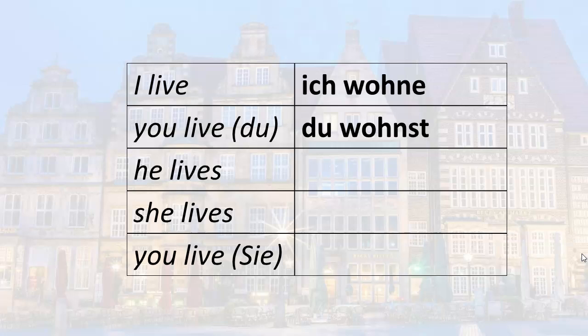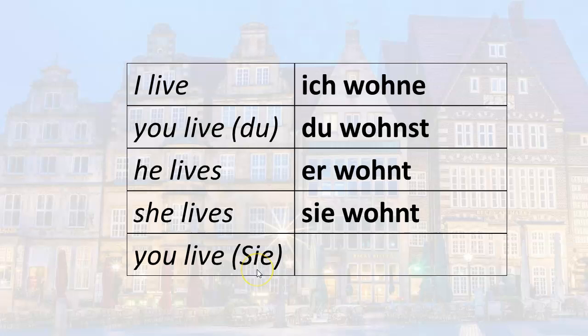Du wohnst. He lives. Remember the ending for er, sie, es is the t. So er wohnt. Wohnt, he lives. She lives, it's the same ending. Sie wohnt. And you live, this is the formal you addressing one person. Remember, du is informal, addressing one person. Sie is formal, addressing one person. So you live would be Sie, and then the ending is en, wohnen, Sie wohnen.